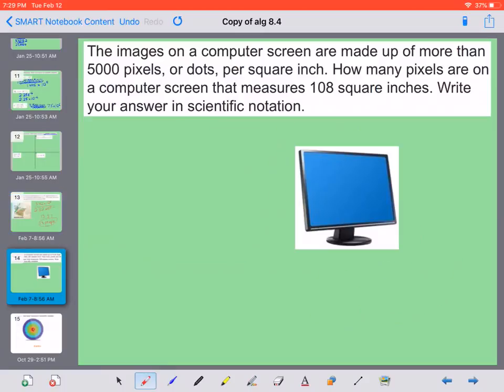Last one says the images on a computer screen are made up of more than 5,000 pixels or dots per square inch. How many pixels are on a computer screen that measures 108 square inches? Write your answer in scientific notation. So, we know that in 1 square inch there are 5,000 pixels. And we know that the screen measures 108 square inches.